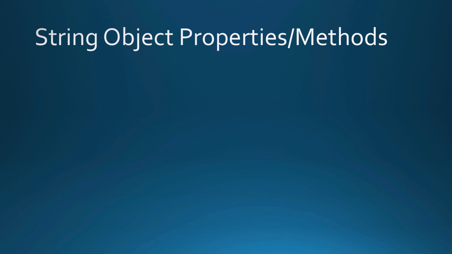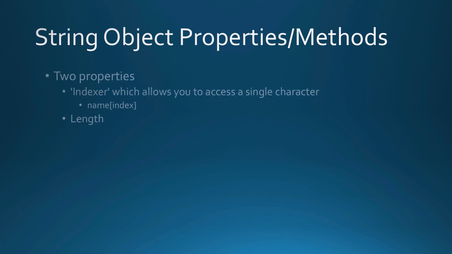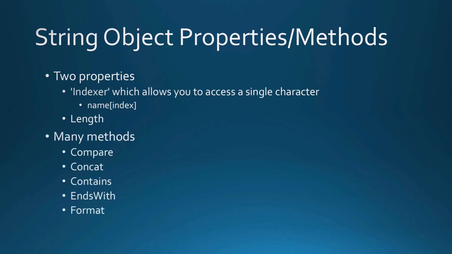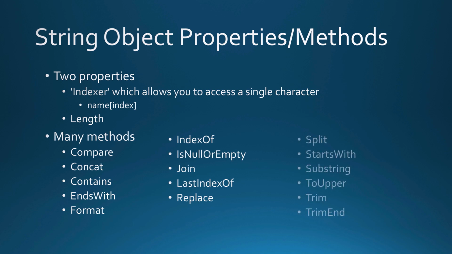Let's take a look at some of the most popular string object properties and methods. There are two properties. There's an indexer, which allows you to access a single character. So if you had a variable called name, you could do name subscript some index like 0, 1, 2, and access the single character out of that string. The other property is called Length. Now there are many methods. Here are some of the ones that you'll probably use most often. Compare, Concat, Contains, EndsWith, Format, IndexOf, IsNullOrEmpty, Join, LastIndexOf, Replace, Split, StartsWith, Substring, ToUpper, Trim, TrimEnd.